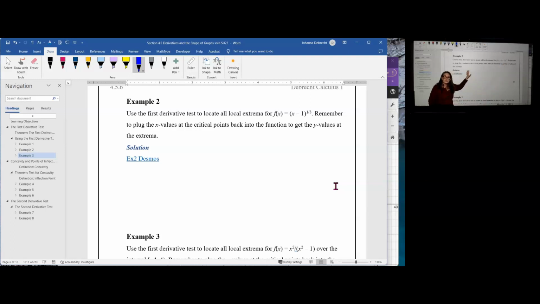After we're done, we'll substitute the location of the critical values back into the original function in order to find the y value at the extrema. Go ahead and pause the video, find the critical points, determine increasing, decreasing behavior, and then find the ordered pairs of the extrema if there are any.